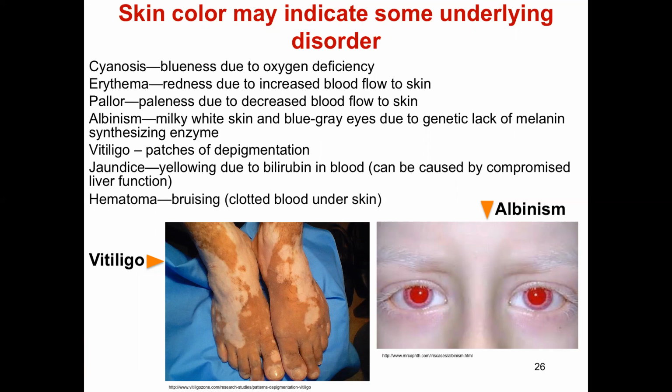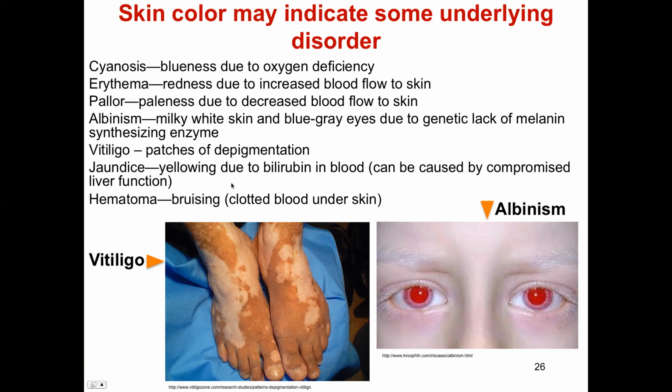Then we have vitiligo, which is pictured here, right? So we've got patches of depigmentation. I actually don't know why that happens. For some reason, I guess the melanocytes in those areas are having trouble producing melanin. I'm not sure why.